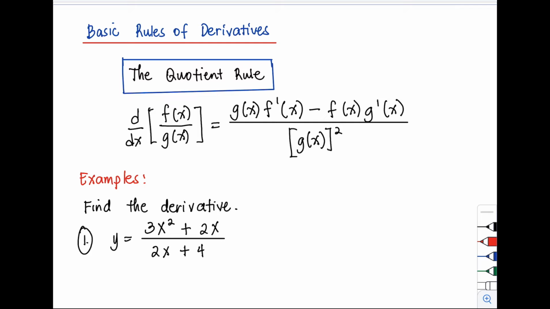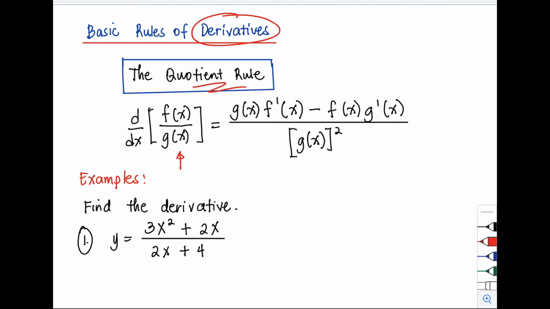So for today's video, ituturo ko sa inyo kung paano ba makuha yung derivative ng isang function using the quotient rule. Okay, so pag sinabi nating quotient rule, ibig sabihin, dun sa given function natin ay meron tayong division or meron tayong fraction. Okay, so in our formula, we have f of x over g of x. Then we are asked to find its derivative.